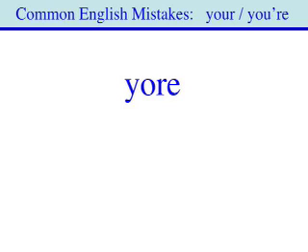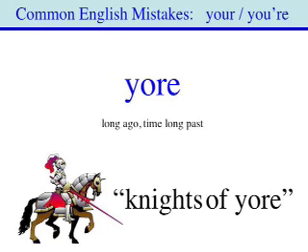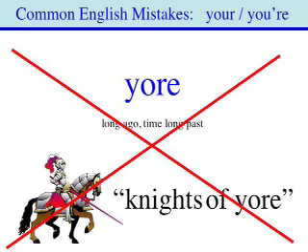Technically, there is a third your, spelled Y-O-R-E. It means long ago or a time long past, but it is not a modern English word. You might occasionally read it in a phrase such as the knights of yore. However, you are very unlikely to ever use it, either in your speech or in your writing, so we will disregard it for the purpose of this lesson.